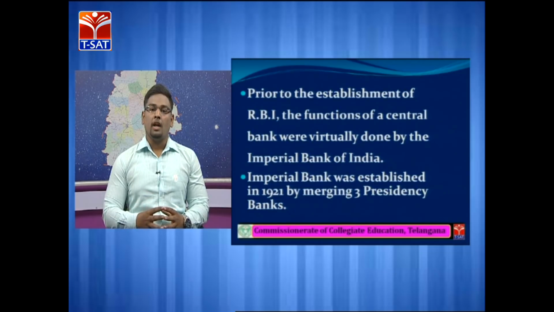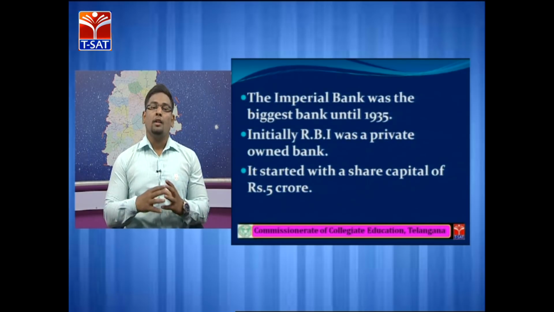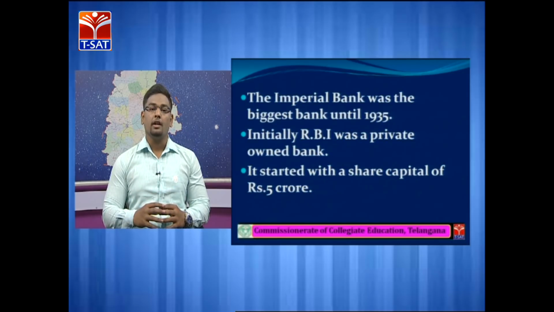And before the establishment of RBI, did we have a central bank? Yes, we did. The central bank prior to the establishment of RBI was the Imperial Bank. Imperial Bank carried out the functions of a central bank till 1935. Imperial Bank was established in 1921 by merging three presidency banks: Bank of Calcutta, established in 1806, Bank of Bombay, established in 1804, and Bank of Madras, established in 1843. By combining these three banks, Imperial Bank was formed. It was the biggest bank in India until 1935. After 1935, due to the Reserve Bank Act, the Reserve Bank of India became the central bank of India.